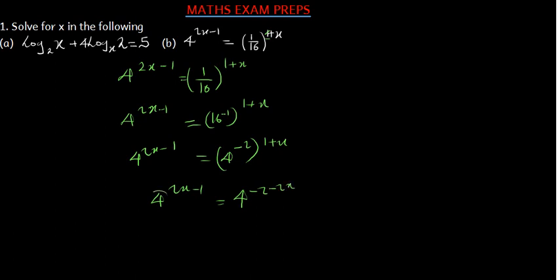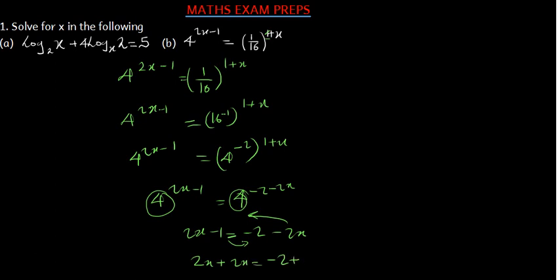Well, now since the bases are the same, we can equate the powers. That means 2x minus 1 should be equal to negative 2 minus 2x. So I can take this side and then the 1 to this side. So that would be 2x plus 2x is equal to negative 2, the 1 becomes positive. 2x plus 2x, that is a 4x. And that should be equal to negative 2 plus 1, that is a negative 1. So then x is going to be negative 1 over 4. So that is our value then.